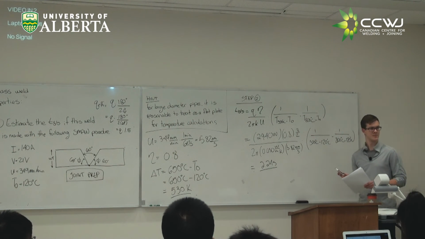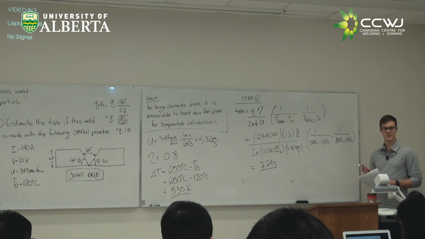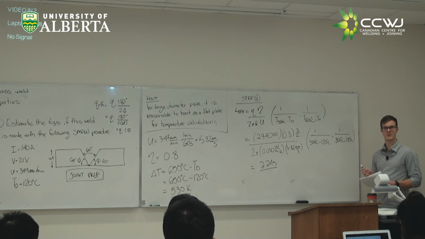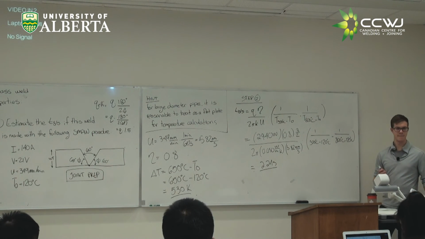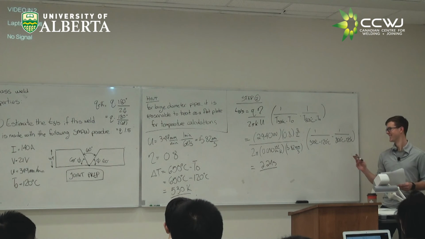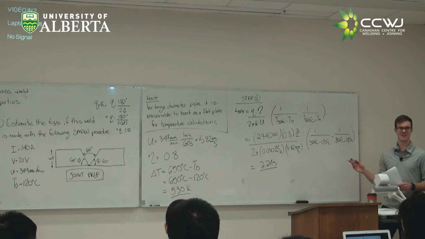Did anyone else get the same? I got 1.09. 1.09? I got 2.24. 2.24? Oh, I did not know. I got 2.24 as well, so I think. Anyone else get 2.24?